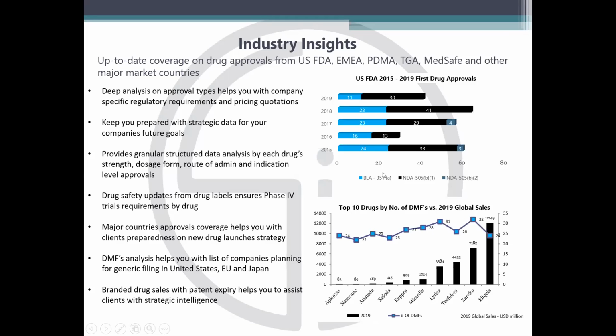BLA 351A is an innovative pathway, 351K is a biosimilar pathway, 505(b)(1) is mostly the NME pathway, and 505(b)(2) is like an extension of an already available drug. So these are the types of industry insight we gather for the sake of better informed decisions. We try to collate ready-made data and offer it.